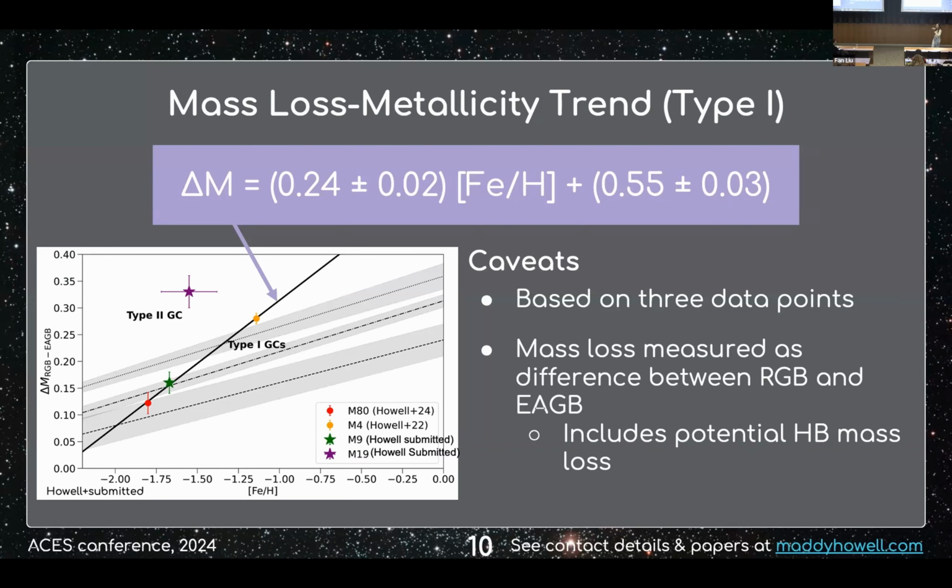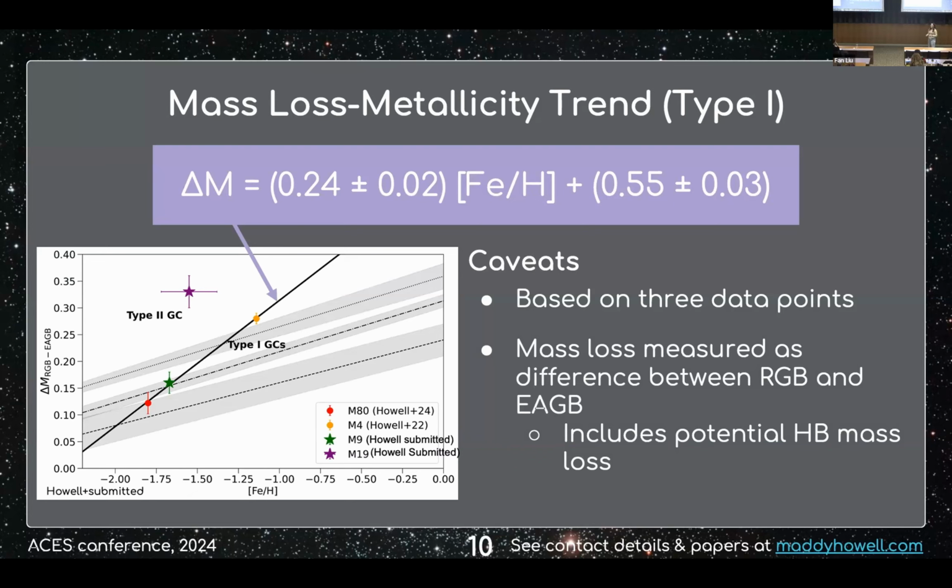M4 is one of the closest GCs to us, making it quite bright. We were able to measure horizontal branch masses. And because of that, we're able to measure not only the RGB mass loss, but also the horizontal branch mass loss, which was found to be quite significant. So here at the metal rich end, we could be having the contribution from both RGB and horizontal branch mass loss that's making that line steeper than it probably should be.